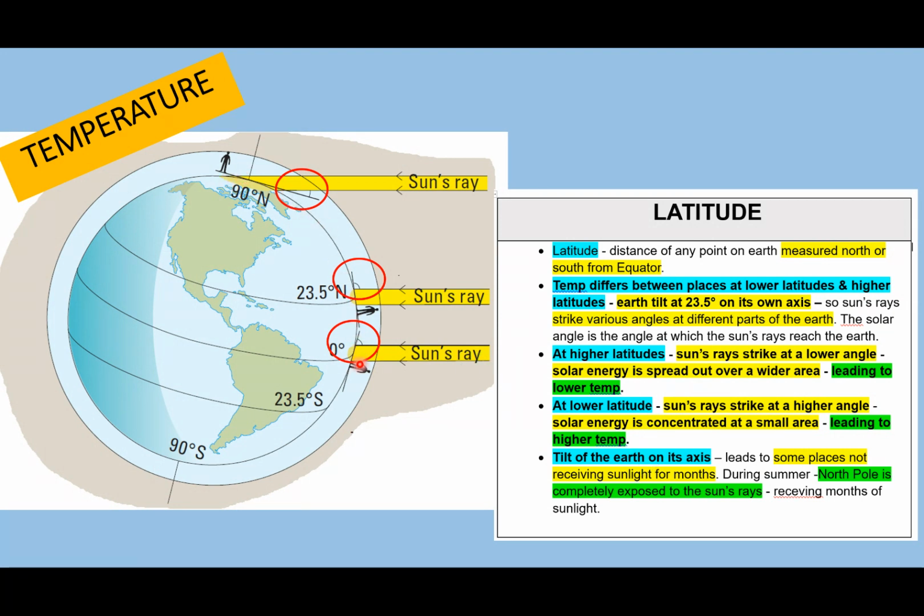However, at lower latitude here, the sun rays strike at a high angle. Solar energy is concentrated in a small area, leading to high temperature. The tilt of the Earth on its axis leads to some places not receiving sunlight for months. During summer, the North Pole is completely exposed to the sun's rays, receiving months of sunlight.